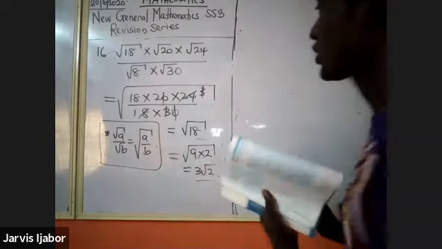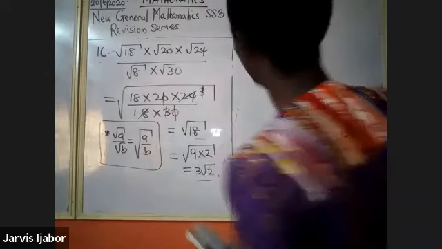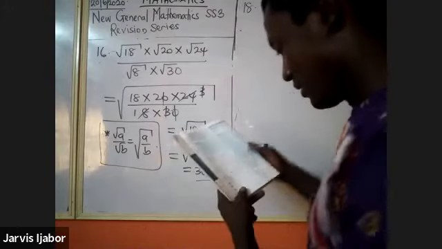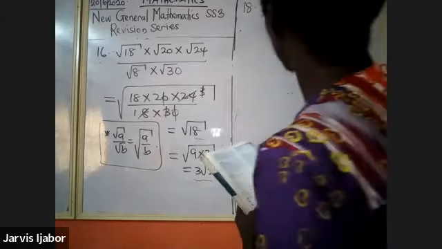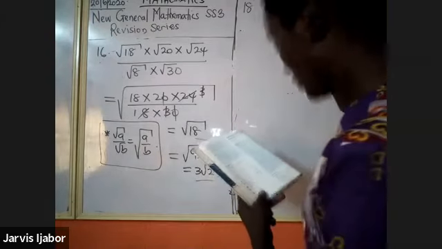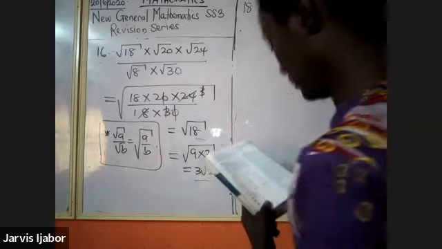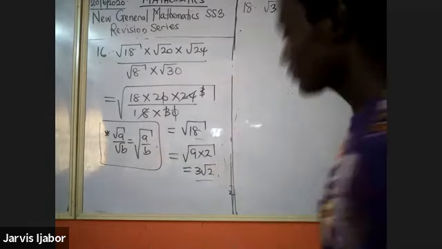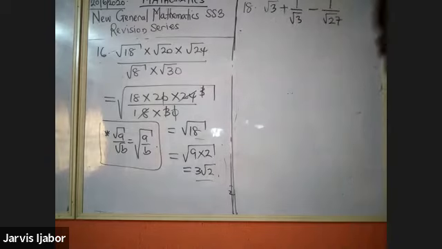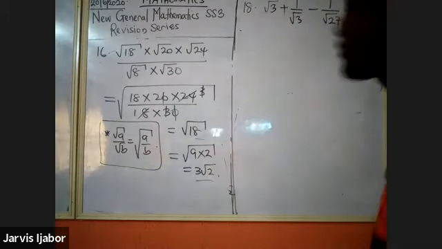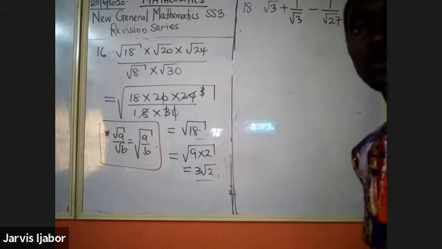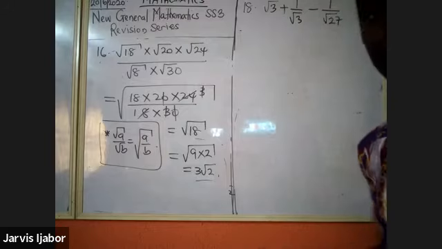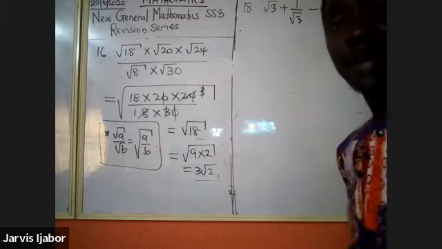All right, let's go to question 18. But we'll soon end there. I notice some of us are ready. Question 18. The square root of 3 plus 1 over the square root of 3 minus 1 over the square root of 27. Now, in this question, people have different ways they would handle this question. There's no particular method, and the method I'm using now is not like it's the best.